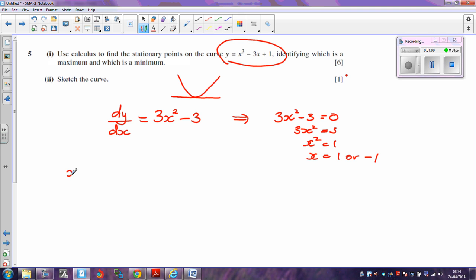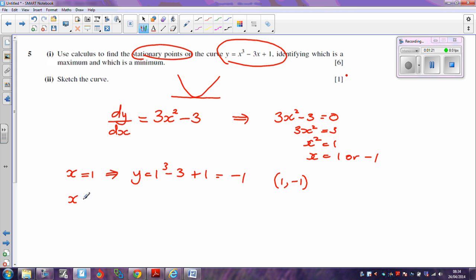Now, when x is equal to 1, because we're trying to find the stationary points, I'm going to find the y-coordinate as well. When x is 1, y is going to be 1 cubed minus 3 plus 1. So that's going to be 2 take away 3, which is minus 1. So one of the stationary points is at 1, minus 1.